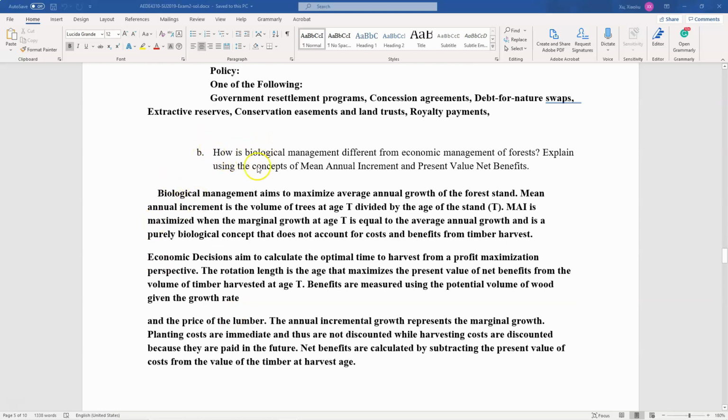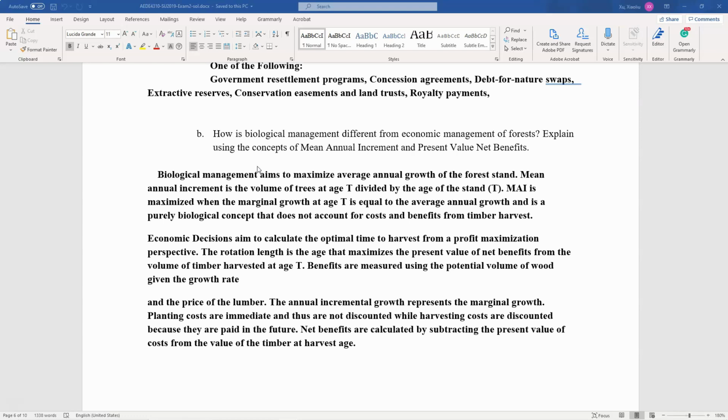And question B, how is biological management different from the economic management of forest? And use the concept of mean annual increment and present value net benefit. So first we need to understand the concept of mean annual increment. Here is the definition. Mean annual increment is the volume of trees at age t divided by the age of the stand. And the mean annual increment is maximized when the marginal growth at time t is equal to the average annual growth, and it is a biological concept because it only cares about the volume of the tree. It does not think about the costs and the benefits corresponding to the human activity.